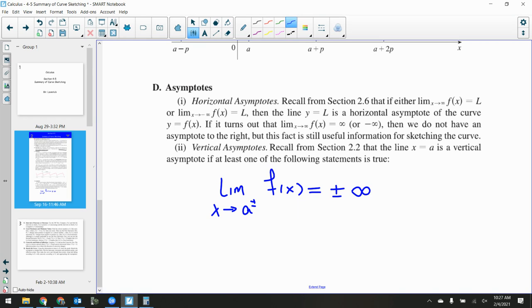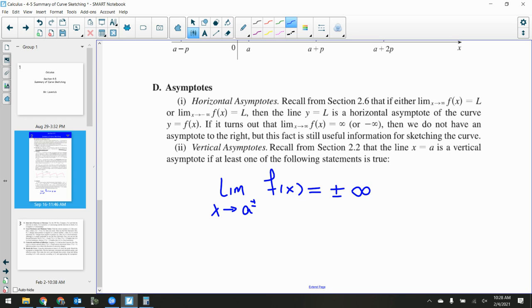The limit as x approaches a from the right side, a positive, of f of x, if that goes to either positive or negative infinity, then there's a vertical asymptote there. Same thing coming from the left side. If it either goes to positive or negative infinity at some x value, that must mean that there would be a vertical asymptote on that.